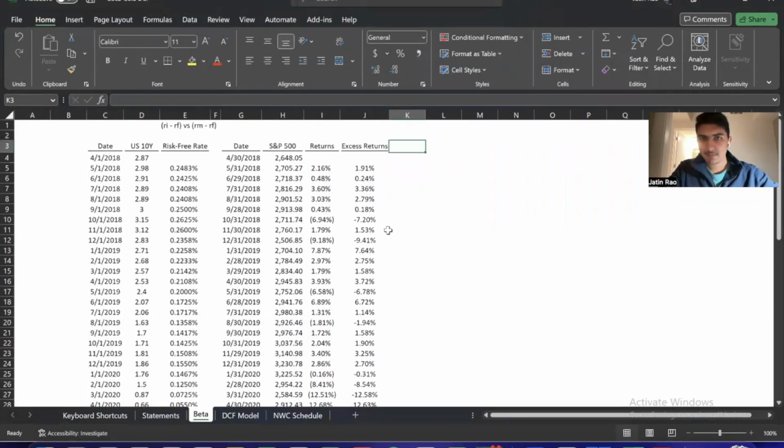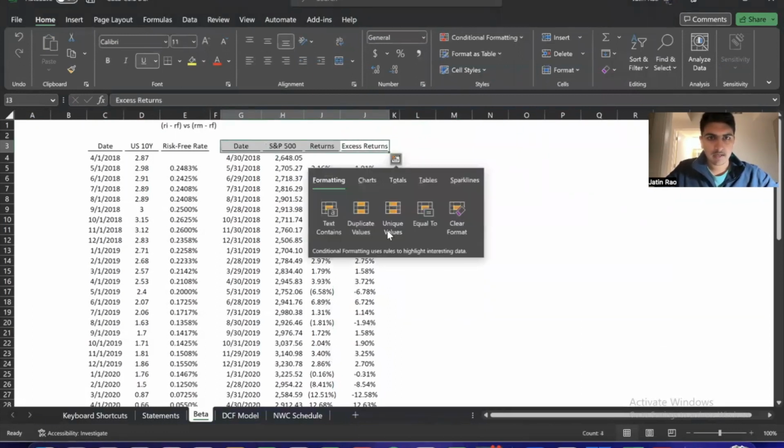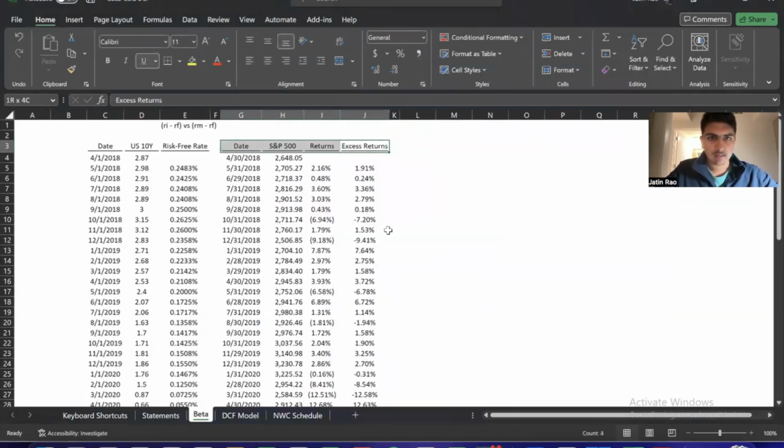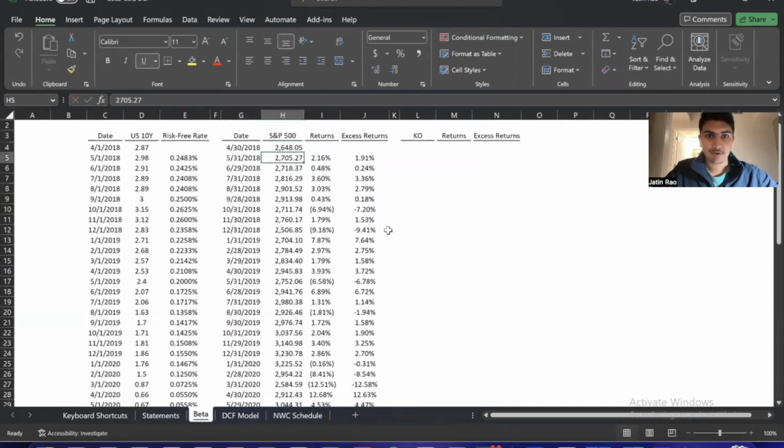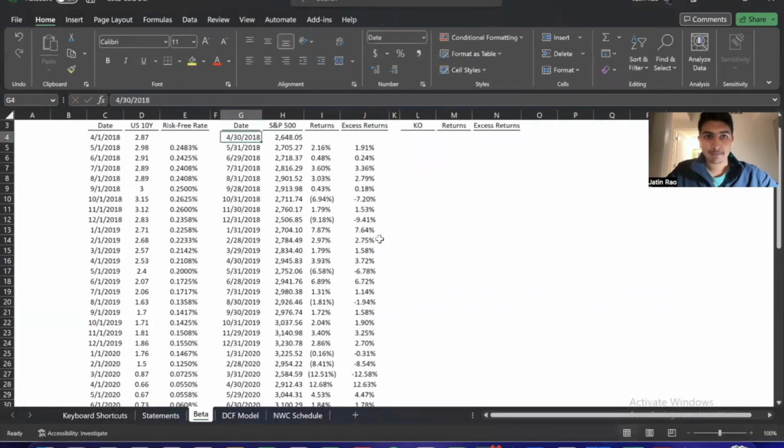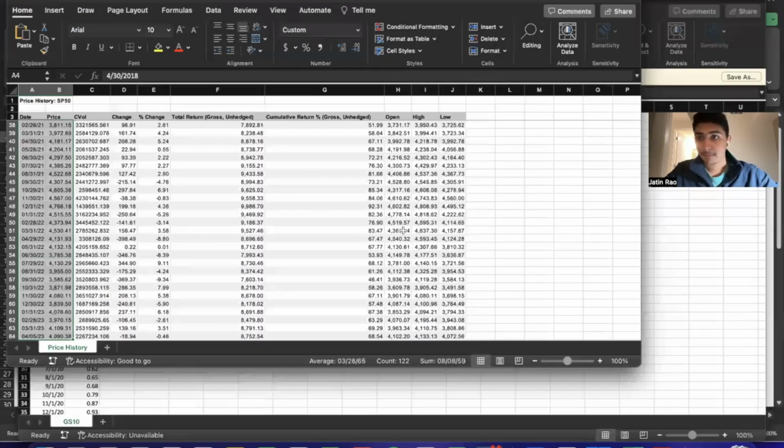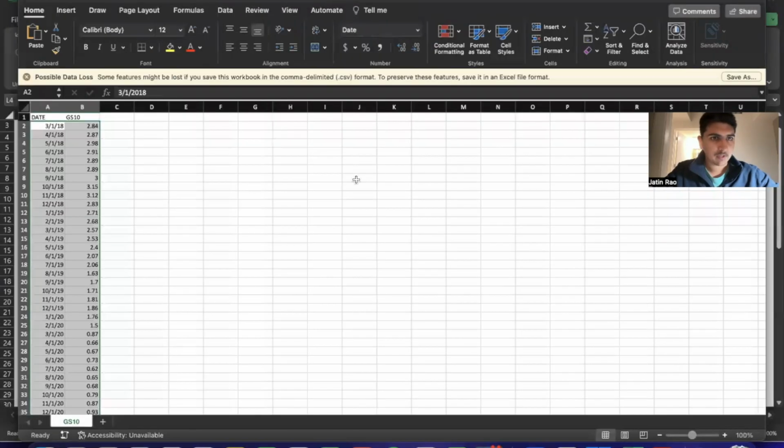And we're going to do the exact same with Coca-Cola. I actually don't even need the date header here. I'm just going to say KO, because these dates are going to be the exact same, because Coca-Cola and the S&P 500 trade on the same days. So our range should go from 4/30/2018 to 4/5/2023.